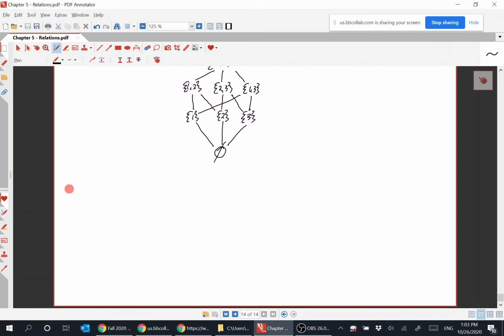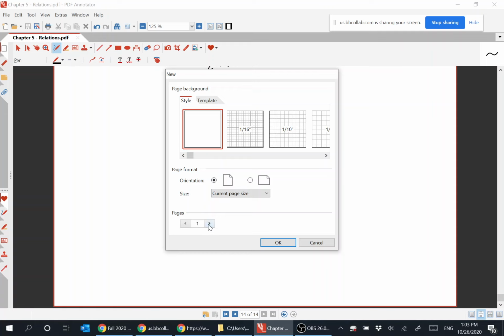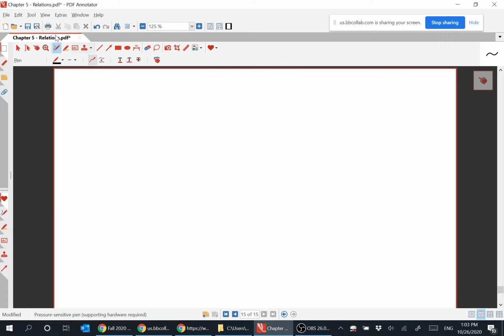Let's look at that divisibility relation. Not on the entire set of integers, but maybe just, what would be a good example? What's a number with lots of divisors? Oh, 60.